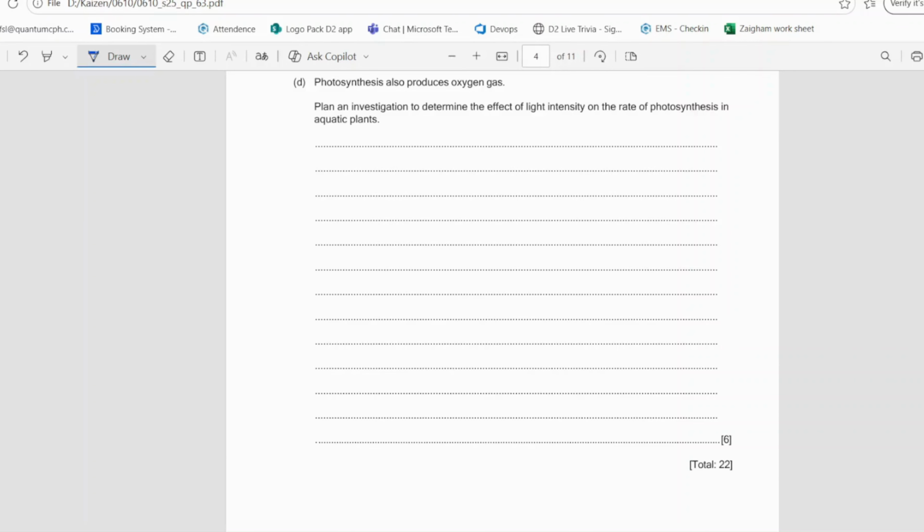There was something else. It was related to something the same. Time would be the same, and the oxygen collected was measured after a constant time, right? Okay, now give me the constant variables.